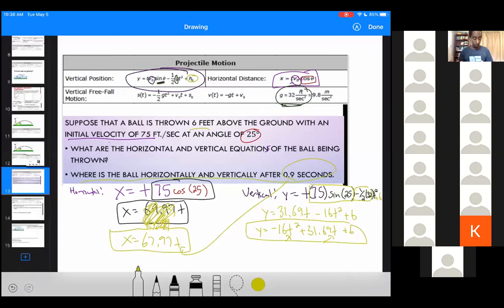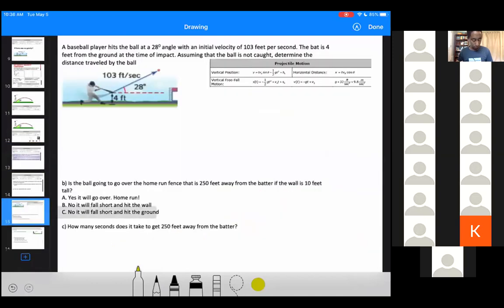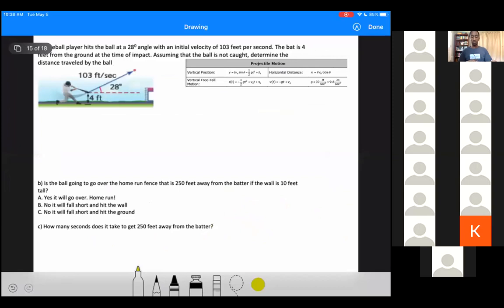All right, let's look at that problem now. And we're going to solve this. So we should be able to do this based on the information we have now. I'll reread it to remind us what the problem is asking. A baseball player hits the ball at a 28-degree angle with an initial velocity of 103 feet per second. The bat is 4 feet from the ground at the time of impact. Assuming the ball is not caught, determine the distance traveled by the ball.